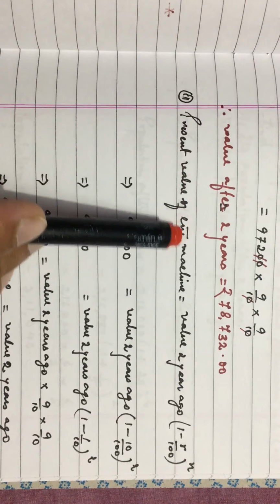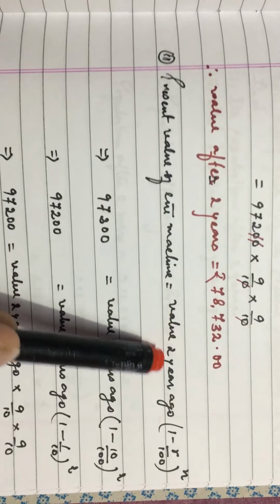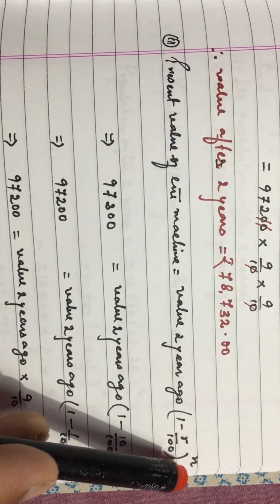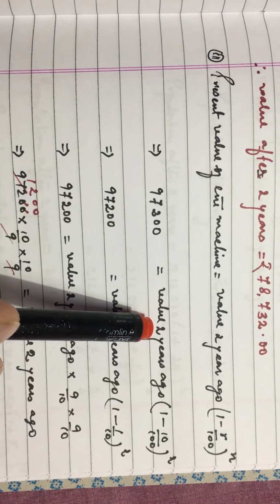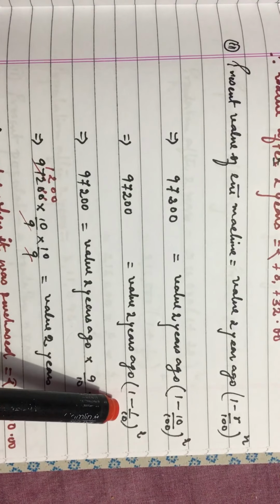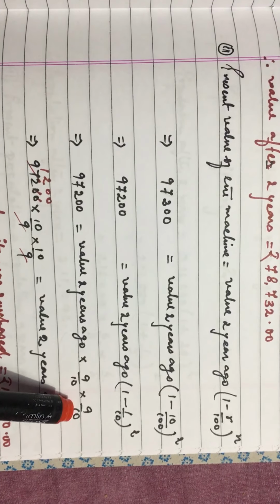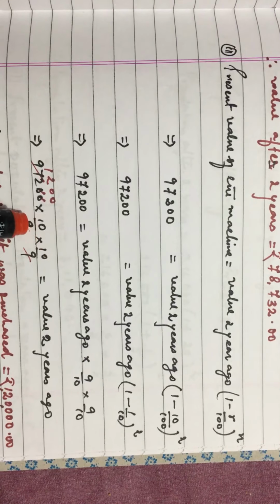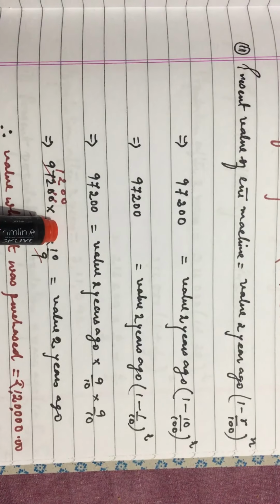The present value of the machine is equal to the value 2 years ago times (1 minus r by 100) to the power n. Here we are going to find the value 2 years ago. 1 minus 10 by 100, the zeros cancel, 1 by 10, so 10 minus 1 is 9 by 10. We transfer this to the other side, where it goes into division, and after division it changes into multiplication, so it will be the reciprocal, 10 by 9.